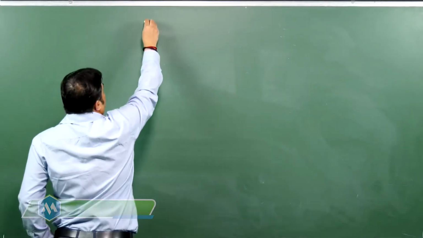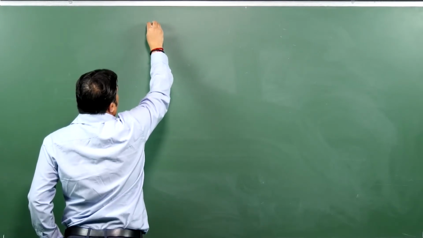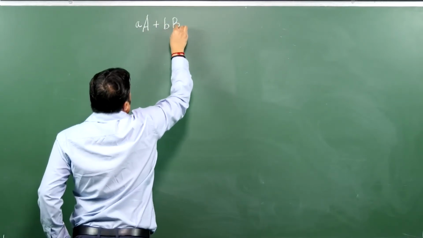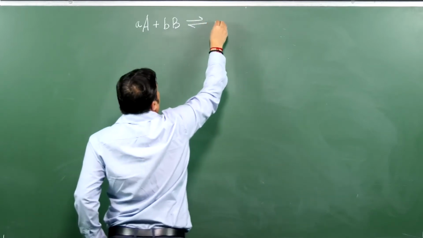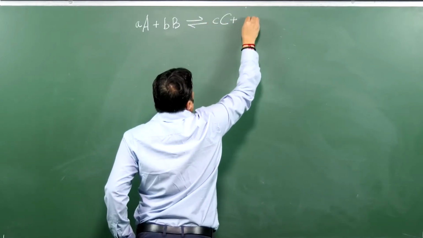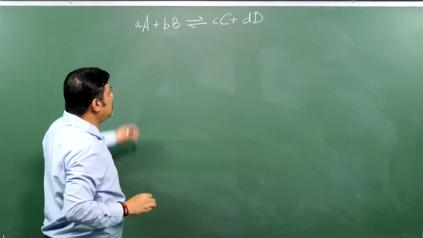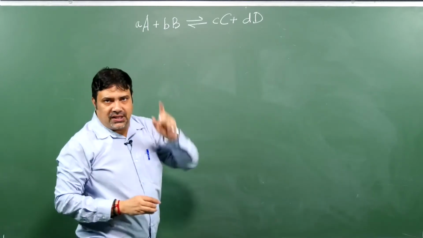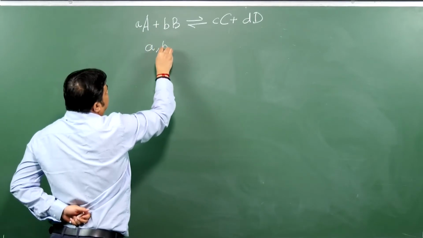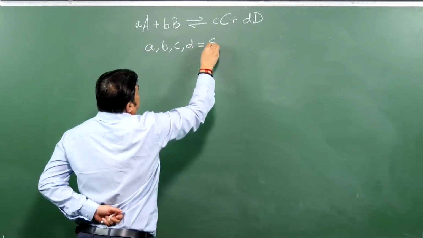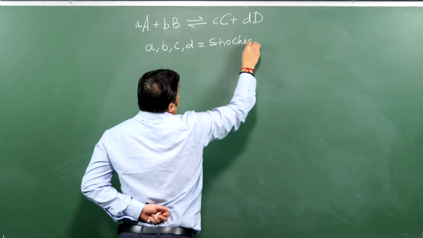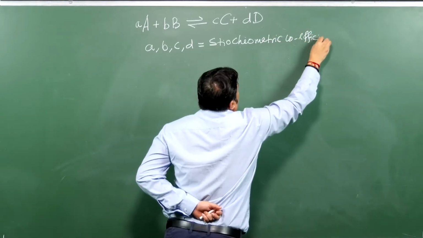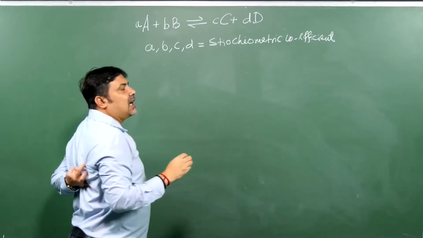Suppose, for our convenience, I am taking a reaction: small a A plus small b B gives rise to small c C plus small d D. Here small a, b, c, d are nothing but the stoichiometric coefficients.